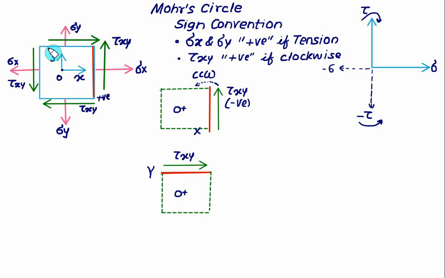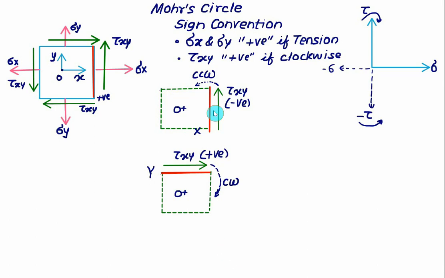Now consider the y face here, on which the shear stress is rightward. So we have the y face here, and this time the shear stress is rightward. If you check the rotation of the shear stress about the point O, it will be clockwise, and this clockwise rotation will be taken as a positive value. So if you have clockwise rotation, then the shear stress is taken as positive, and if the shear stress is rotating in an anti-clockwise direction, as for the x face, the shear stress makes an anti-clockwise rotation, that will be taken as a negative value.